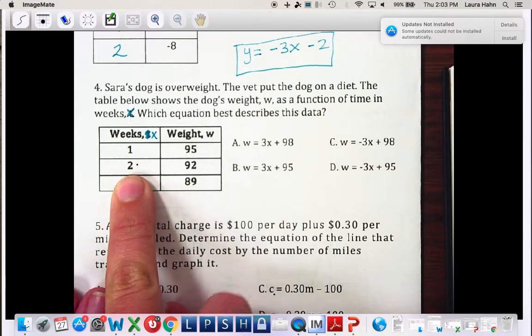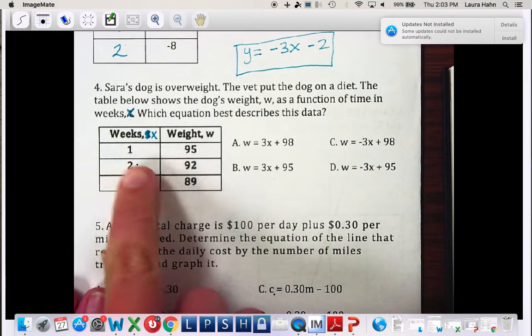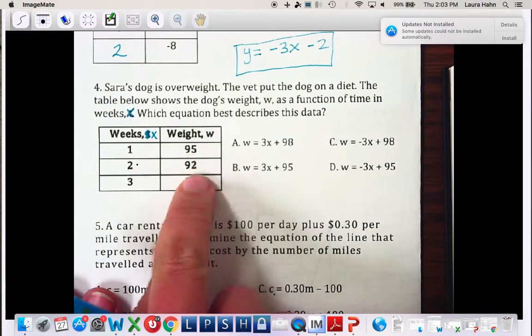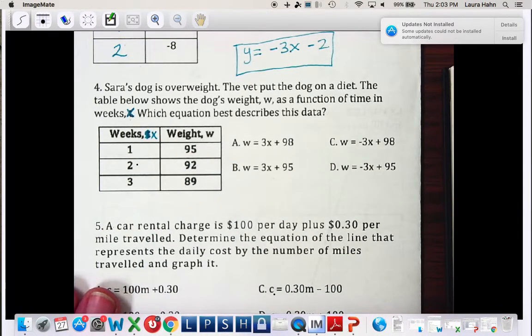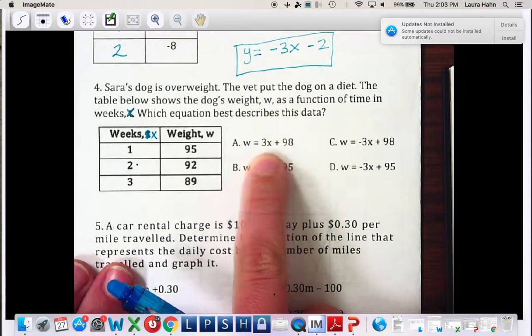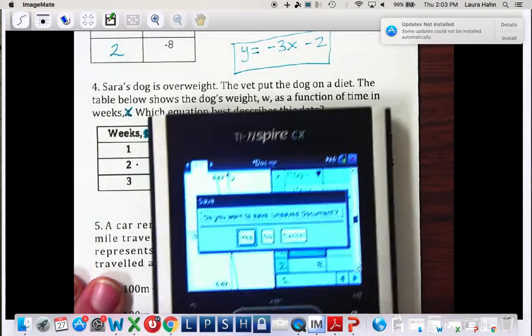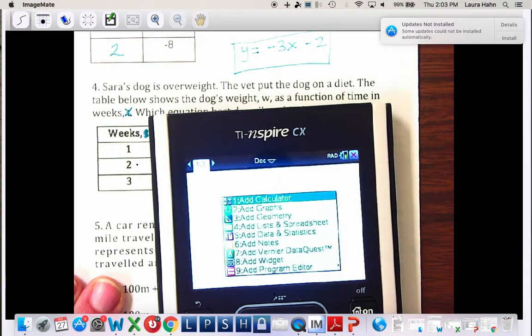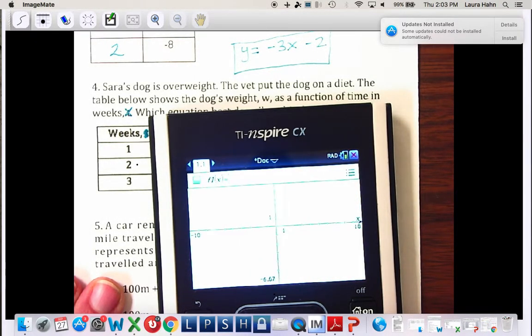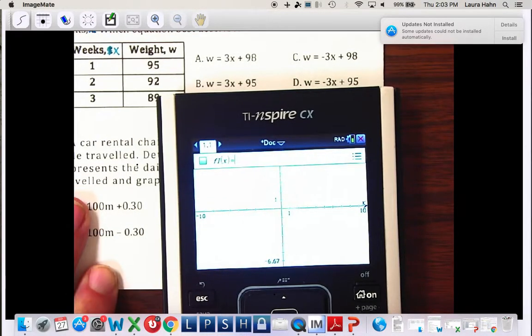You always want to check at least 2, guys. Never check the first one because they try to trick you. Okay, so always check at least 2 of your X's and make sure they match. Or what you could do is you could graph, right? So I could graph, excuse me, 3x plus 98. So answer choice 1 is, there we go, 3x plus 98.